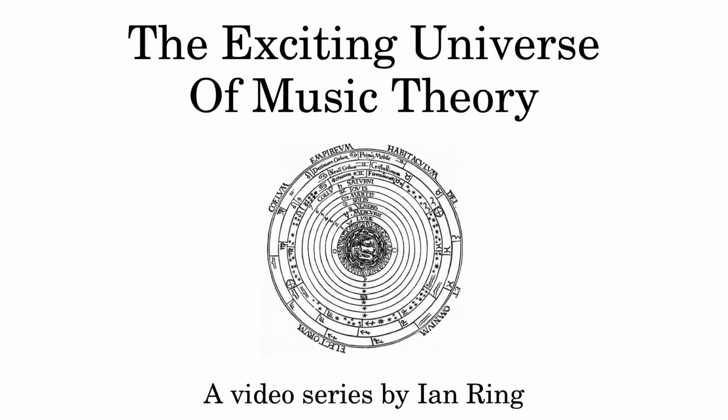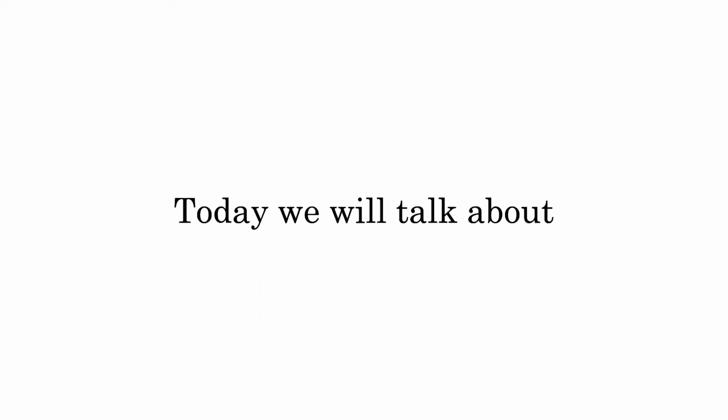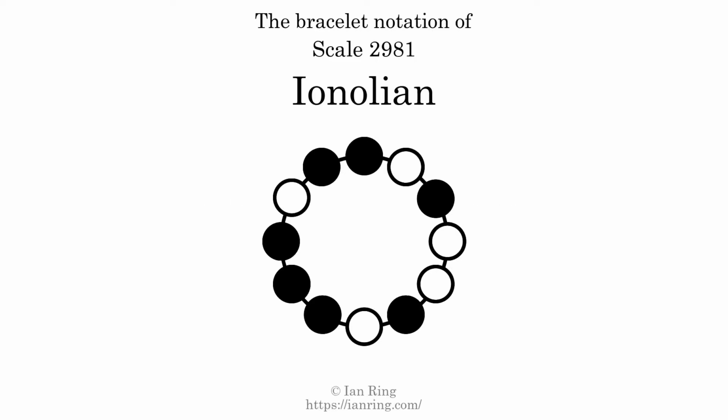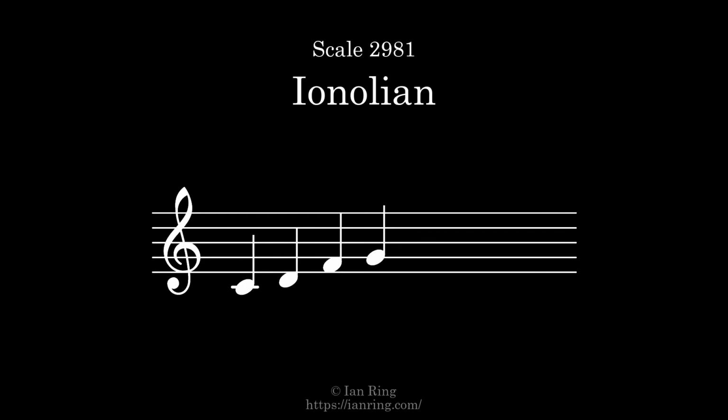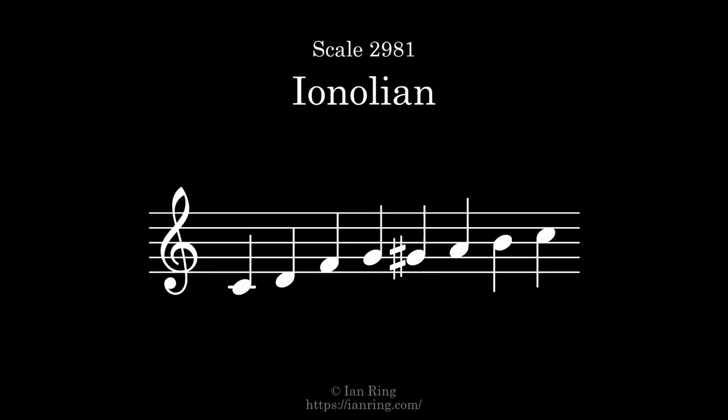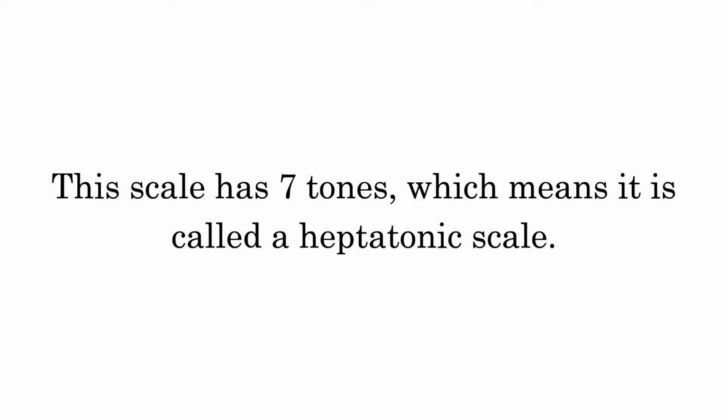Welcome to the exciting universe of music theory. Are you ready to learn? Then let's begin. Today we will talk about Scale 2981, Ionolian, which sounds like this. This scale has 7 tones, which means it is called a heptatonic scale.